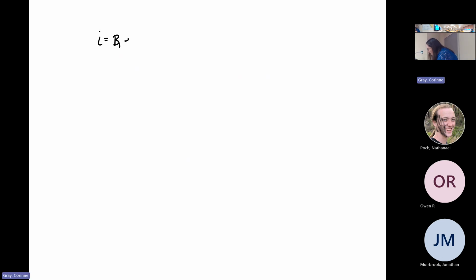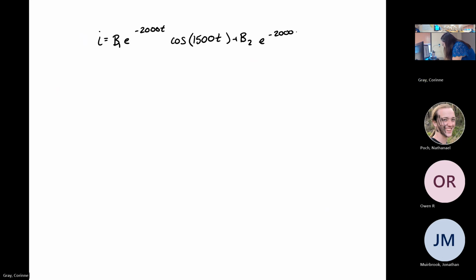I is equal to B1 e to the minus 2000 t cosine of 1,500 t plus B2 e to the minus 2,000 t sine 1,500 t. I don't care that time is greater than 0. That just tells me that the switch has been closed and I can go through and look at this.